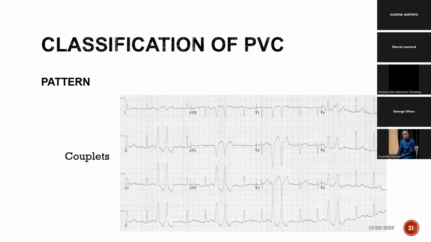So we'll continue from the pattern. So this is a couplet, where you have two PVCs occurring in succession. And that's the triplets. So you have three PVCs occurring together, followed by normal QRS complexes.